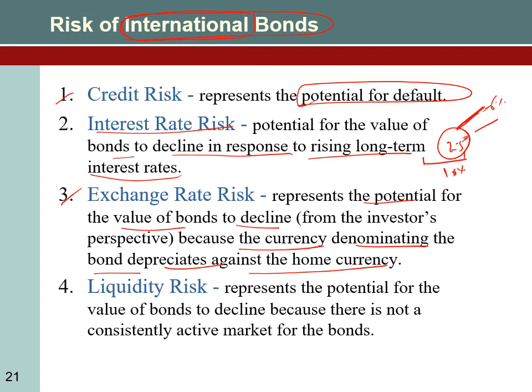Liquidity risk means the potential for the value of the bond to decline because there is not a consistently active market for the bond, which means if you want to sell that bond, there are fewer people who want to buy it. We call this liquidity risk, which means the ability to convert into cash. The ability to convert this bond into cash is lower when there are fewer people who want to buy it. So you bought this $1 million bond and you want to sell. If a need occurs and there are fewer people or no people to buy this $1 million bond, even though the bond still pays you interest on time, there aren't many people who want to buy this. We call this liquidity risk.